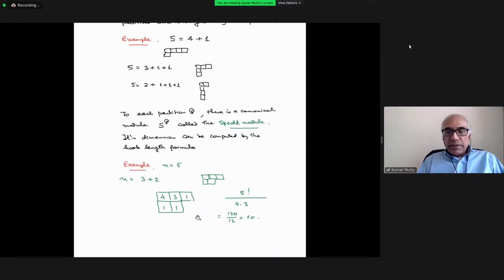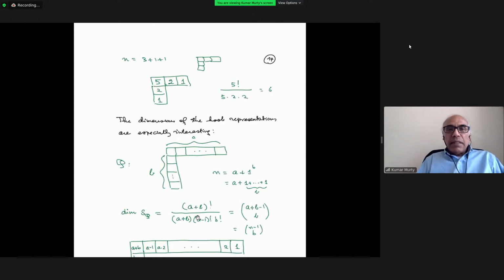So there's a simple formula. If I had, let's say, 3 plus 1 plus 1, then for this box I have 1, 2, 3, 4, 5, so 5. Here for this one, I just have 2. Here for 1, and here I have 2, and here's 1. So that gives me 5 times 4 is 20. 120 divided by 20, I get 6. So there's a 6-dimensional representation corresponding to this.